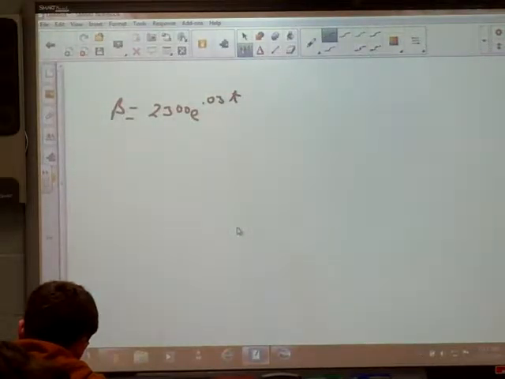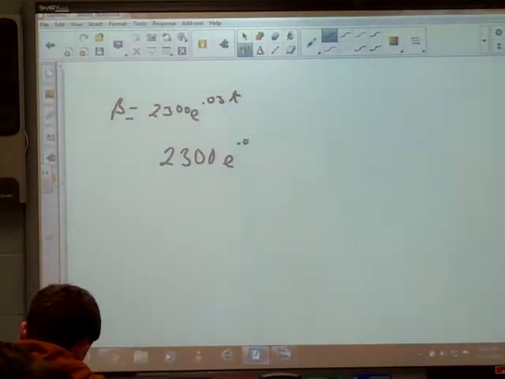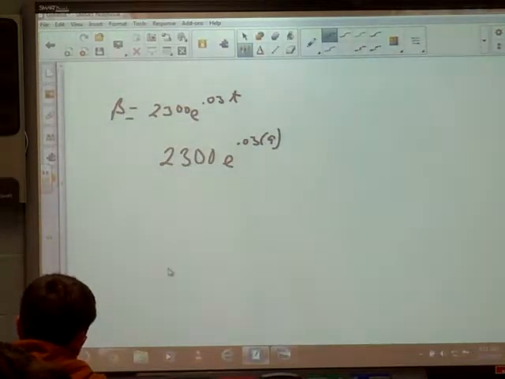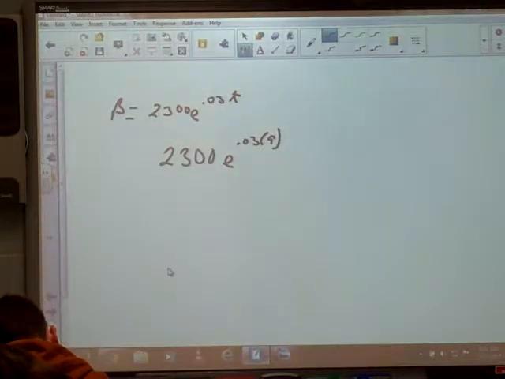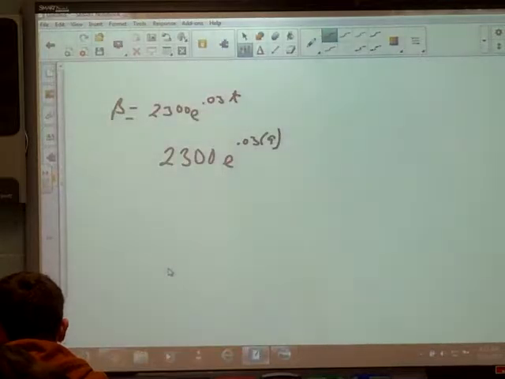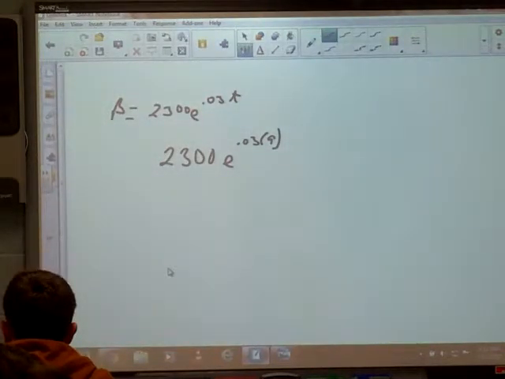So t is your years. You're just plugging a 9 into that spot. So you've got to type 2,300 e to the 0.03 times 9. Okay, I would type that in left to right, just like it says, 2,300. To get e with an exponent, it's the second LN button. So you'll push second LN, it'll bring an e up there, and then it'll jump up to the exponent for you to type in your power on that.